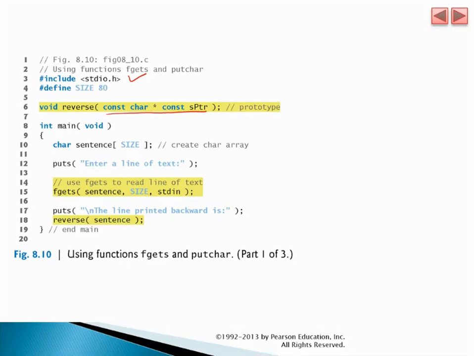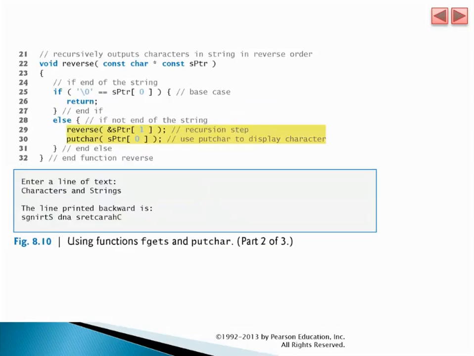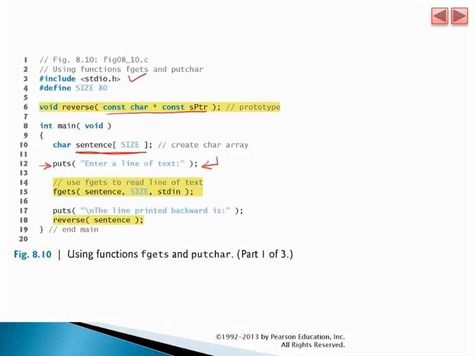So both the things are constant, meaning the reverse function is neither manipulating the pointer nor manipulating the actual character string. Okay, so now we have this array sentence. We will say enter a line of text using puts. So when we write enter a line of text, see what happened. Enter a line of text, and automatically the next printing is from the next line. Why? Because puts automatically inserts a new line in the text.